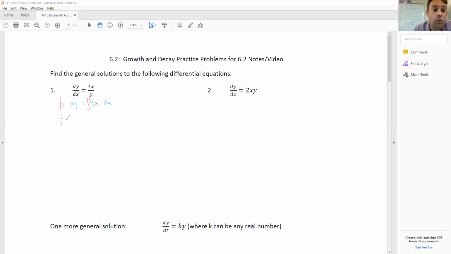So we have 1/2 y squared. We don't need to add the plus c because we'll add that on the other side, like we talked about the last couple of days. We have 2x squared, and then we have the plus c.